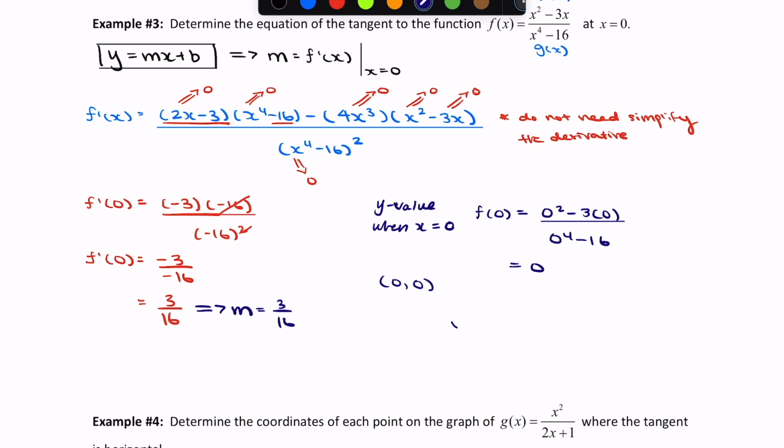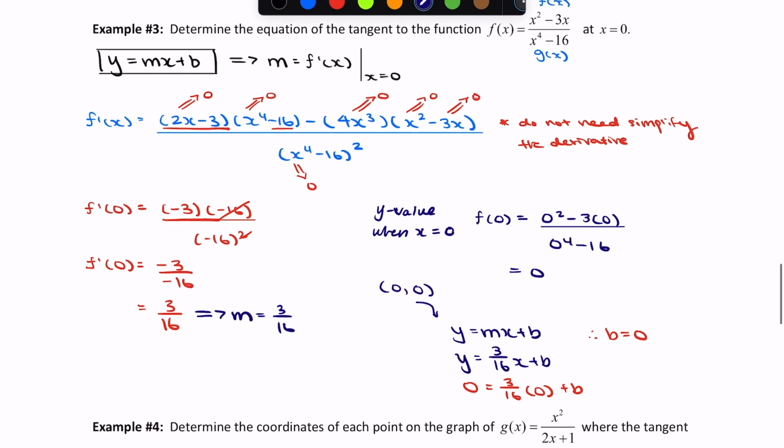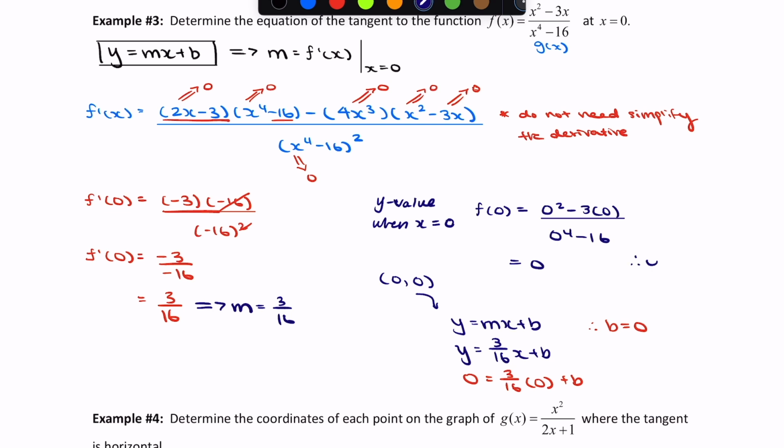And we'll sub that back into our equation of y is equal to mx plus b. Then we found that our slope was equal to 3 over 16, so 3 over 16 x plus b. And we'll sub this point into the equation. Therefore, we have 0 is equal to 3 over 16 times 0 plus b. Therefore, b is equal to 0. So our equation of the tangent to this particular function will therefore be y is equal to 3 over 16 x.